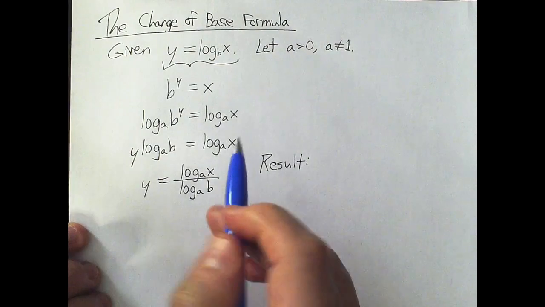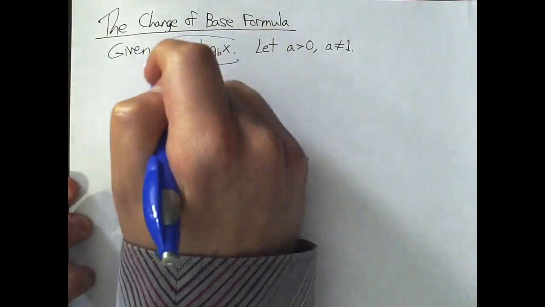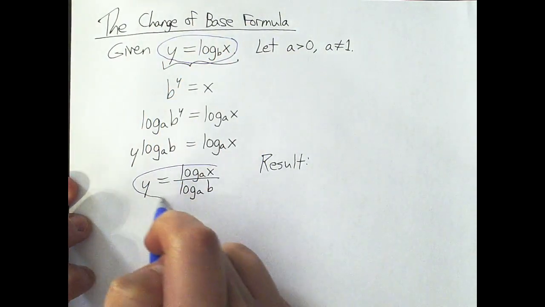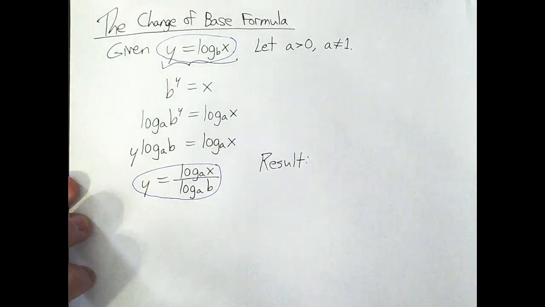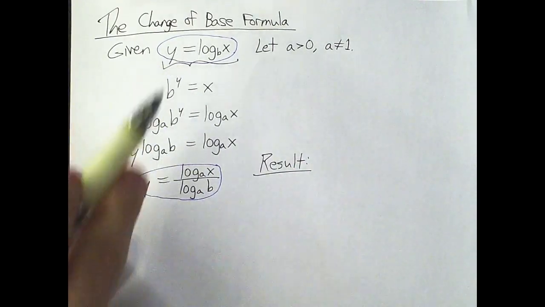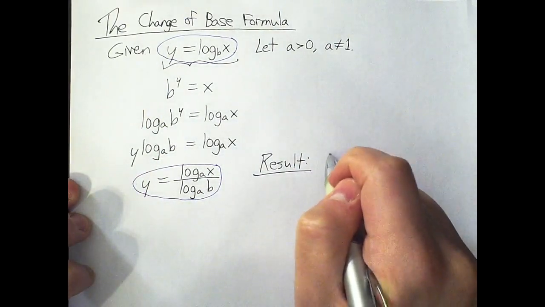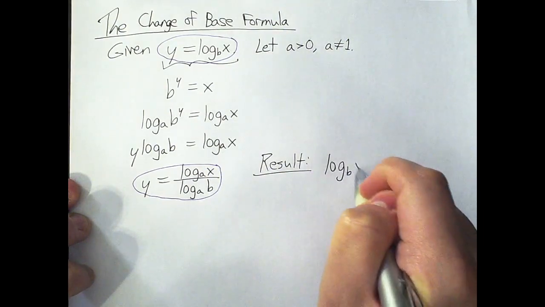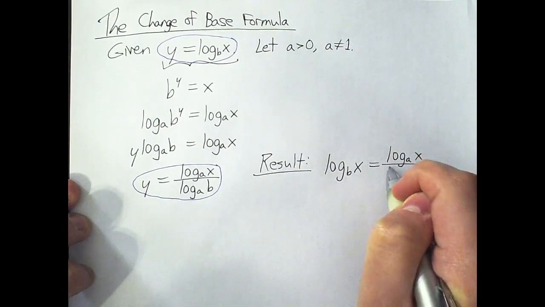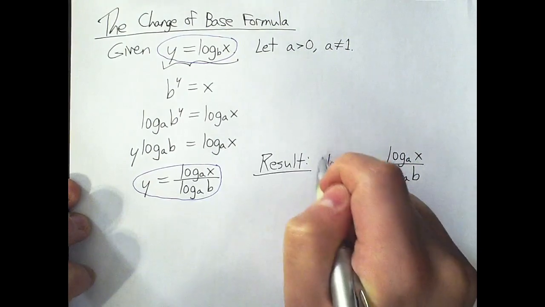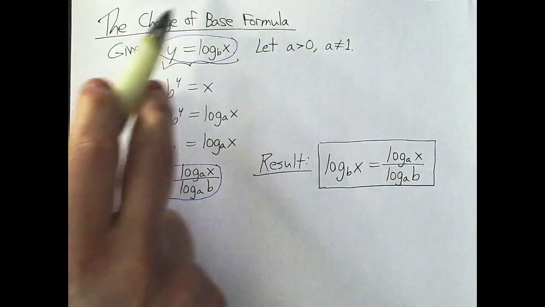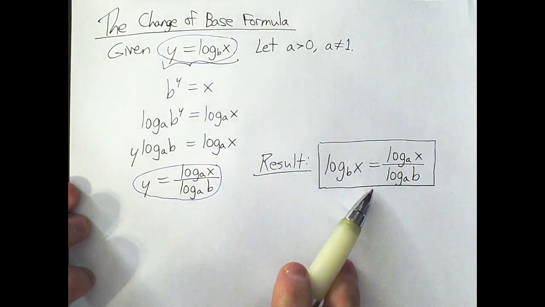So I'm going to circle a couple of things to point things out. We started with y equals this, and we ended up with y equals this. If y equals both of these things, then these things must equal each other. So the result is that log base b of x equals log base a of x over log base a of b. And this is what's called the change of base formula. I'm not going to write it again. I wrote it above. This is the change of base formula.